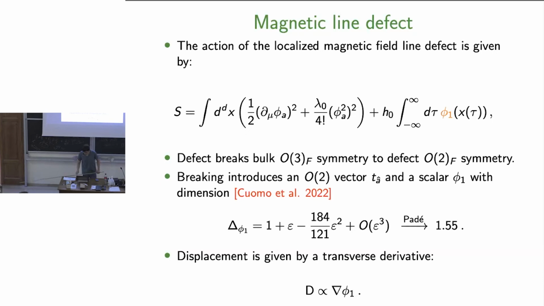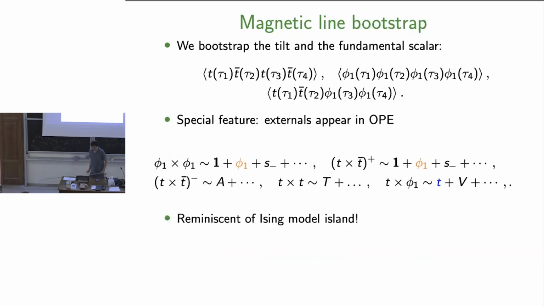So then this is the model, and the mixed correlator bootstrap system that we're going to consider is the tilt and this spin variable.